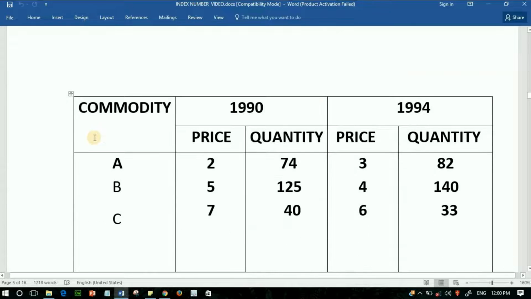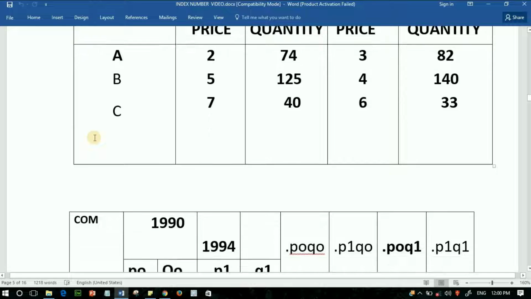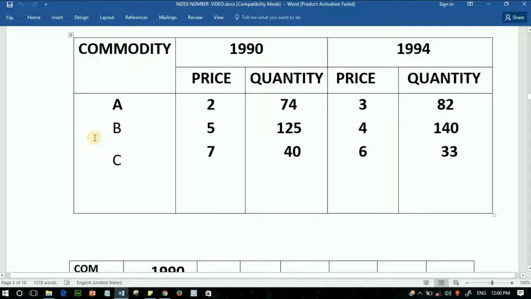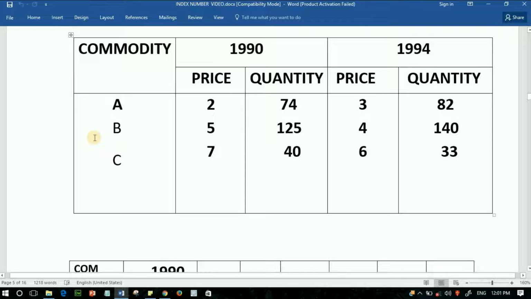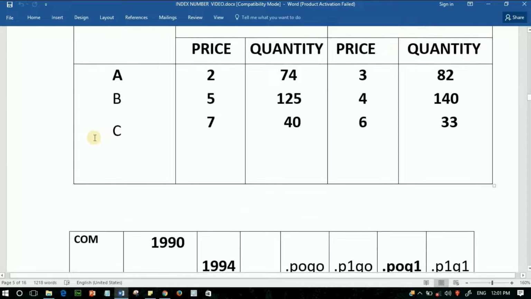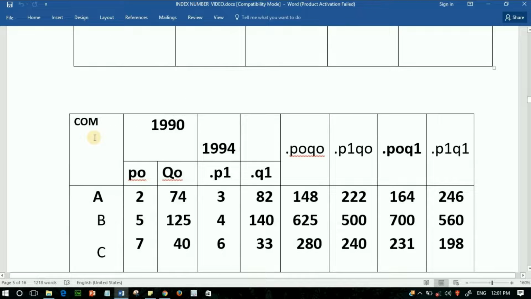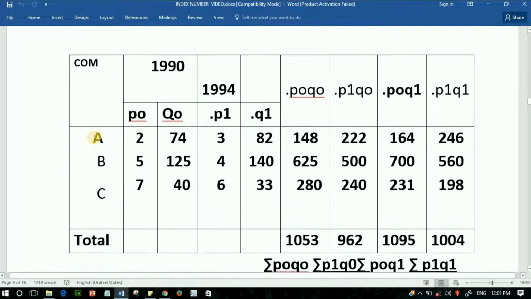An example is given. From the following data, you have to find the following. We are comparing 1990 with 1994. So 1990 is the past year, so we take it as the base year, and 1994 is the current year. The price corresponding to 1990 we take as P0, and the quantity corresponding to 1990 as Q0. The price corresponding to 1994 we take as P1, and the quantity corresponding to 1994 as Q1. Then we have to find the following columns: P0 Q0, P1 Q0, P0 Q1, and P1 Q1.